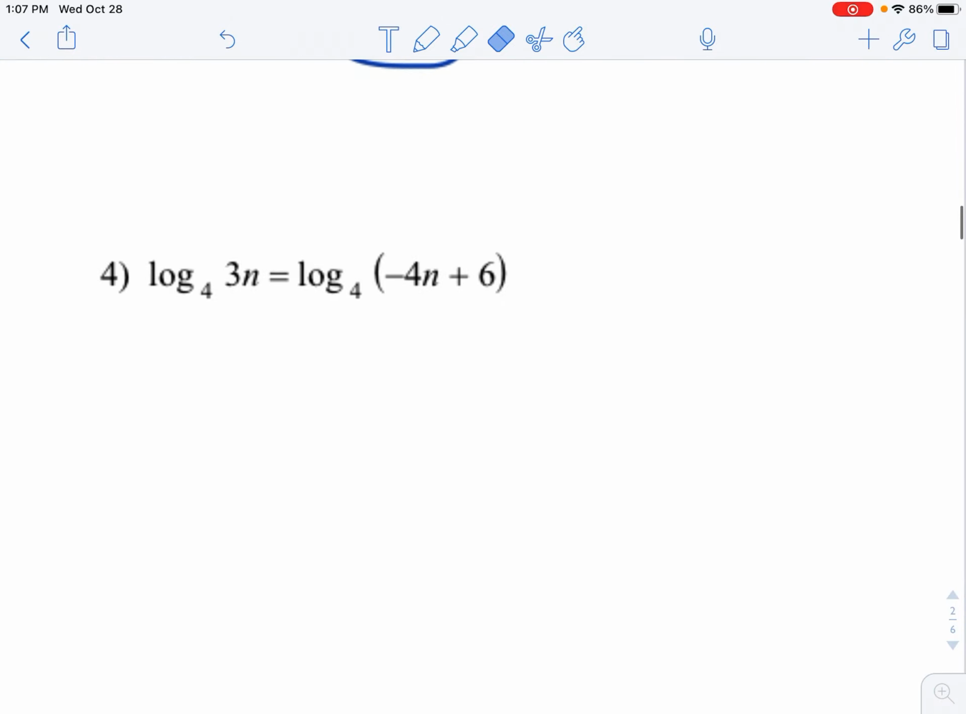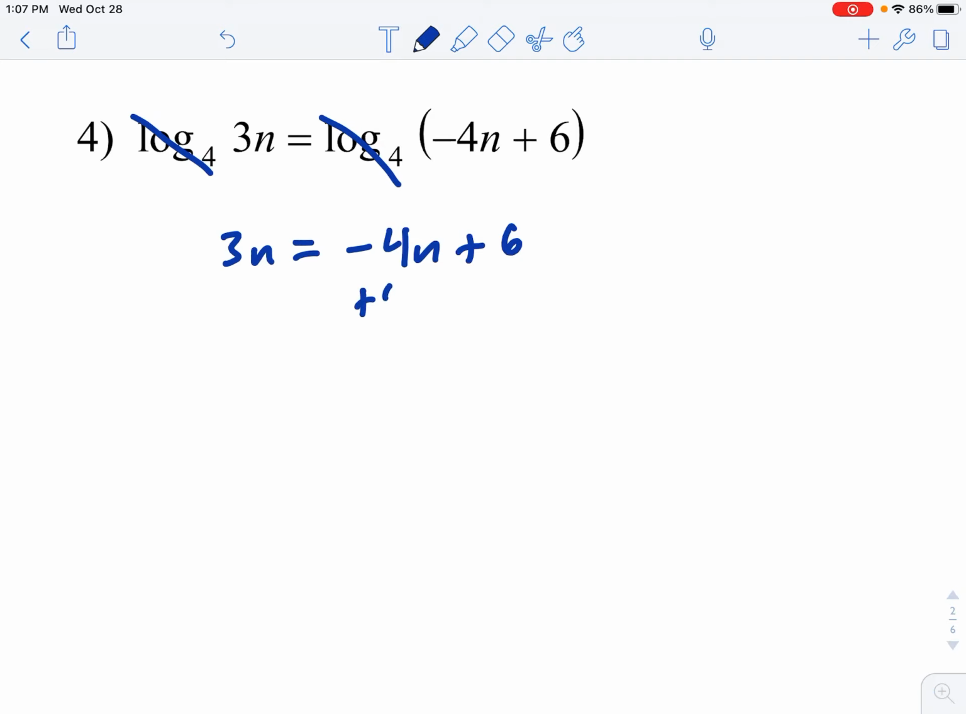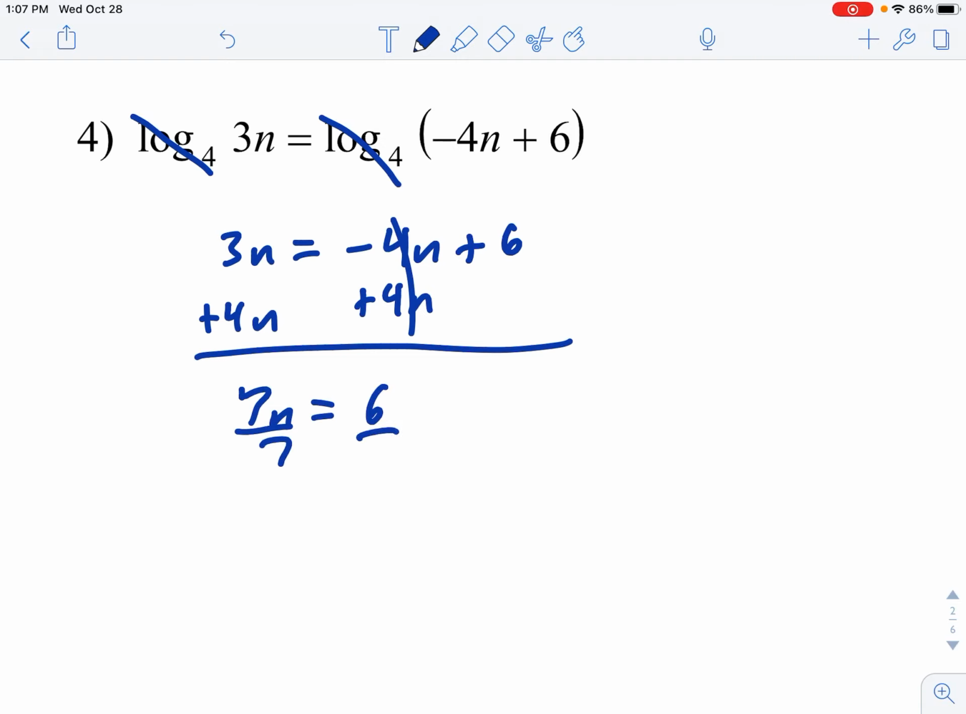All right, let's do another one. If you get this, you can fast forward to some of the later problems. All right, so log base 4 cancels with log base 4. 3n equals negative 4n plus 6. Add 4n to both sides. 7n equals 6. Divide by 7.